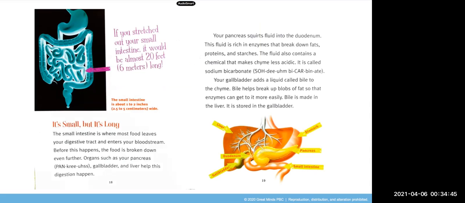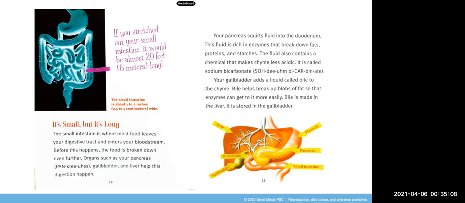It's small, but it's long. The small intestine is where most food leaves your digestive tract and enters your bloodstream. Before this happens, the food is broken down even further. Organs such as your pancreas, gallbladder, and liver help this digestion happen.